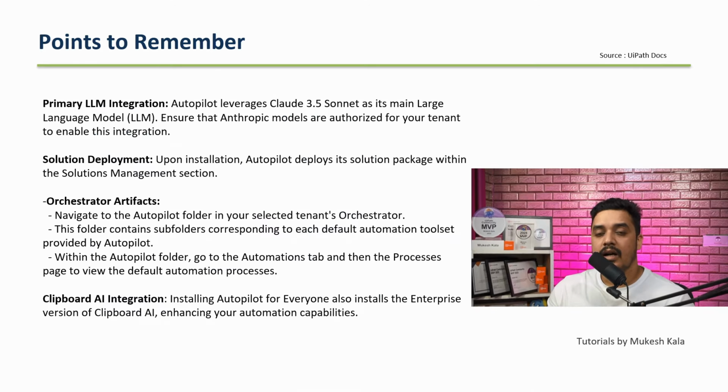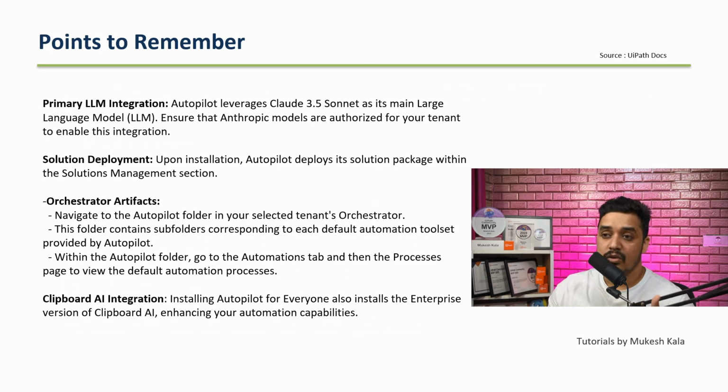Now, what are the important points you need to remember before you continue to work with the Autopilot for Everyone? It has the primary LLM integration, which means that Autopilot today is leveraging Claude 3.5 Sonnet as its main LLM. Okay, and to use that, we need to ensure that the Anthropic model is enabled on our tenant, right? How do you do that? You might not have done it. Don't worry about this. We are going to cover all of that in a step-by-step manner. But you need to understand what is the primary LLM. The primary LLM is Claude 3.5 Sonnet.